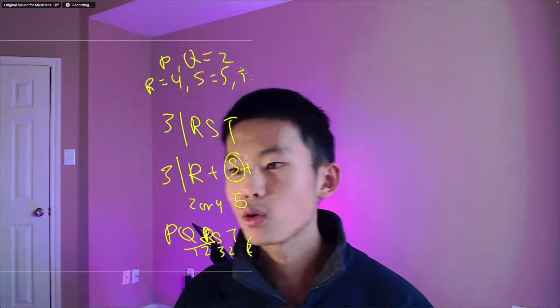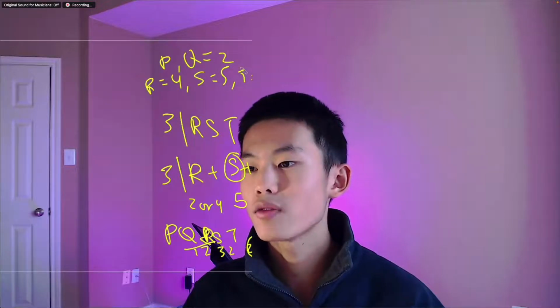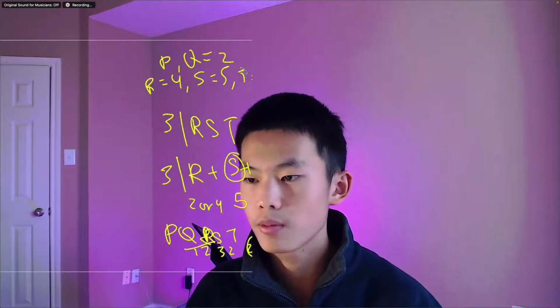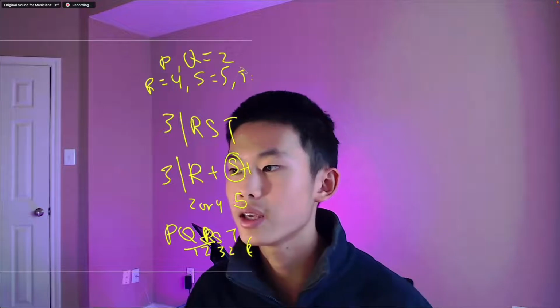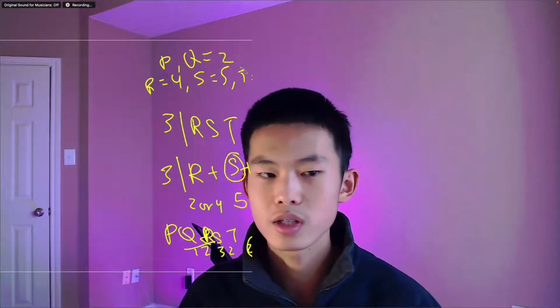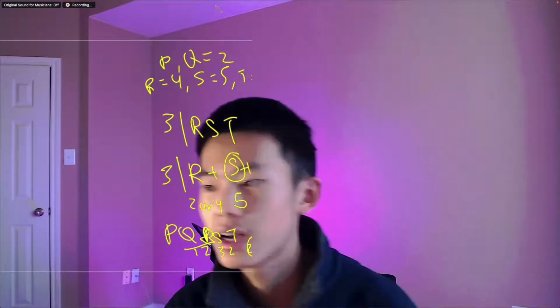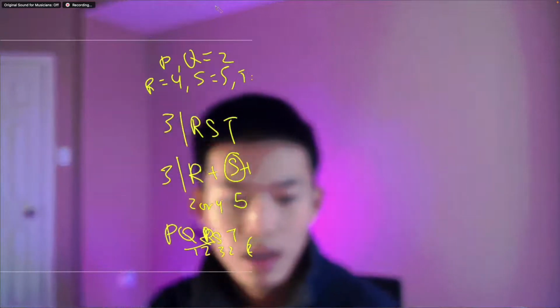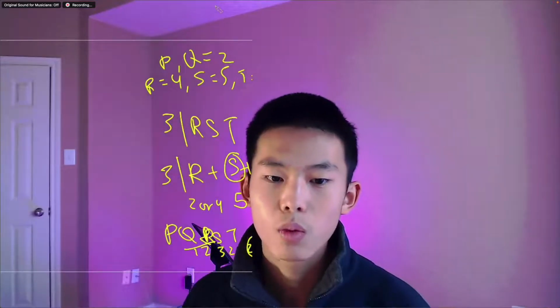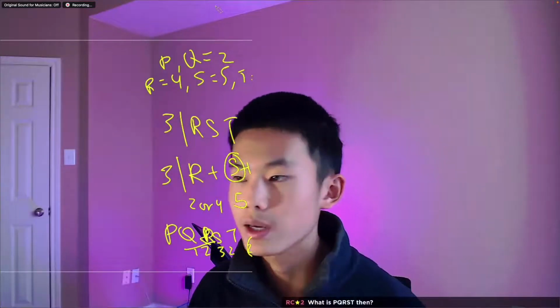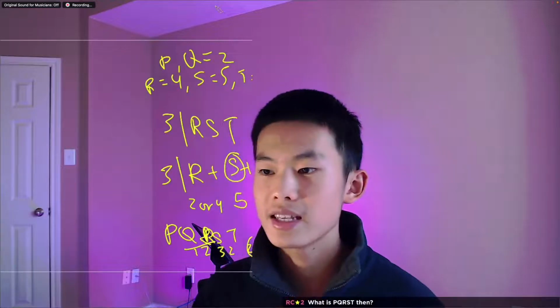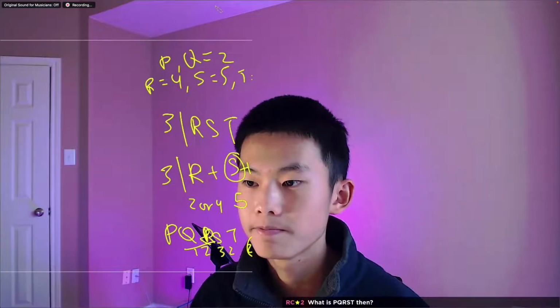So it's really cool how divisibility rules are so powerful and they allow you to solve such a complicated problem. Remember, this is number 24. But knowing our divisibility rules is really important. And what is PQRST then? Well, PQRST is going to be 1, 2, 4, 5, 3. And you can verify that that indeed satisfies all the conditions.